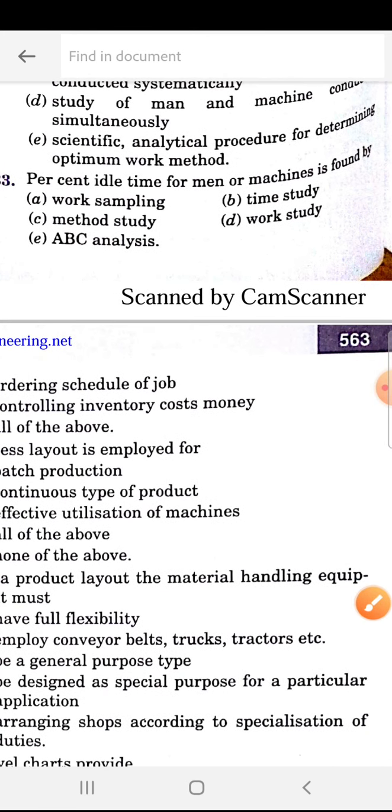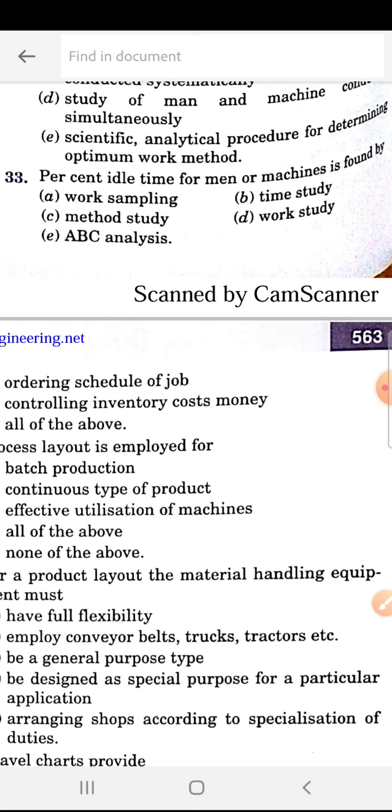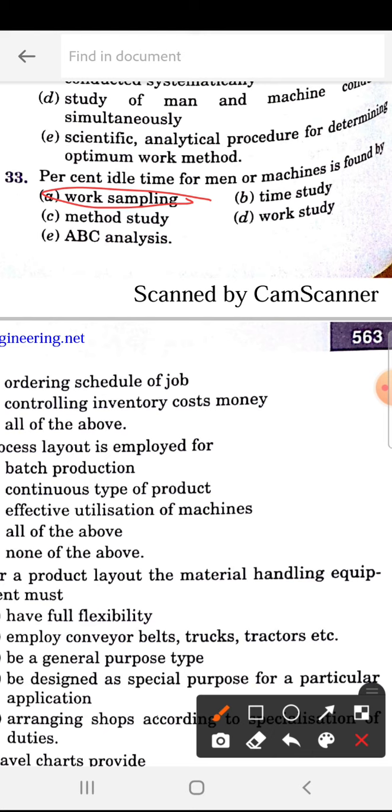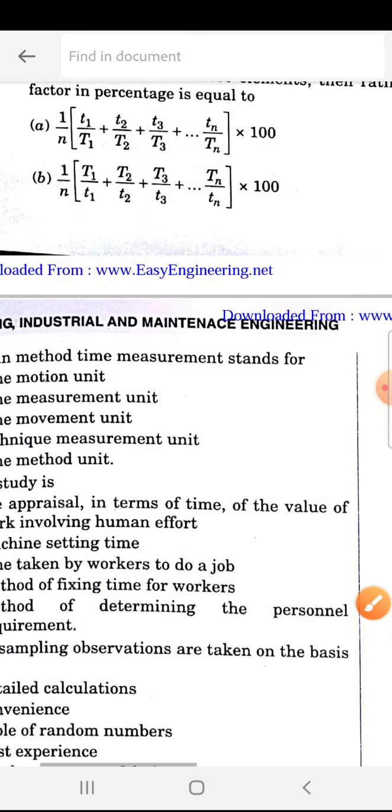Percent idle time for man or machines is found by work sampling. Okay, work sampling, so that is the percentage idle time. With the help of work sampling we will calculate work idle time.